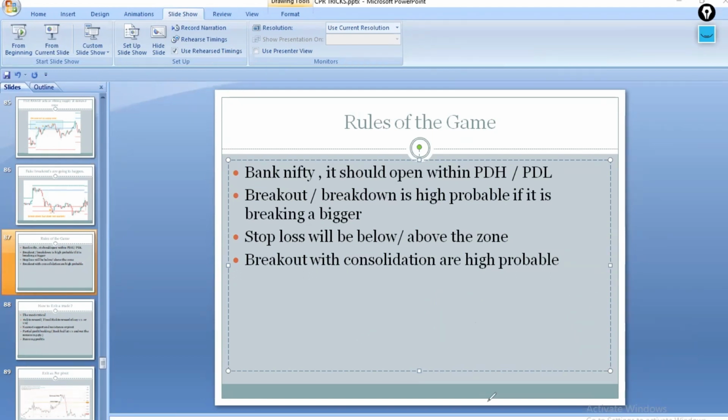So these are few easy rules. Nothing beyond that. It's a very simple setup. What you have is previous day high and R1 on the chart, previous day low and S1 on the chart. The stock should open within PDH and PDL. That is a rule. I hope you got the point over here.